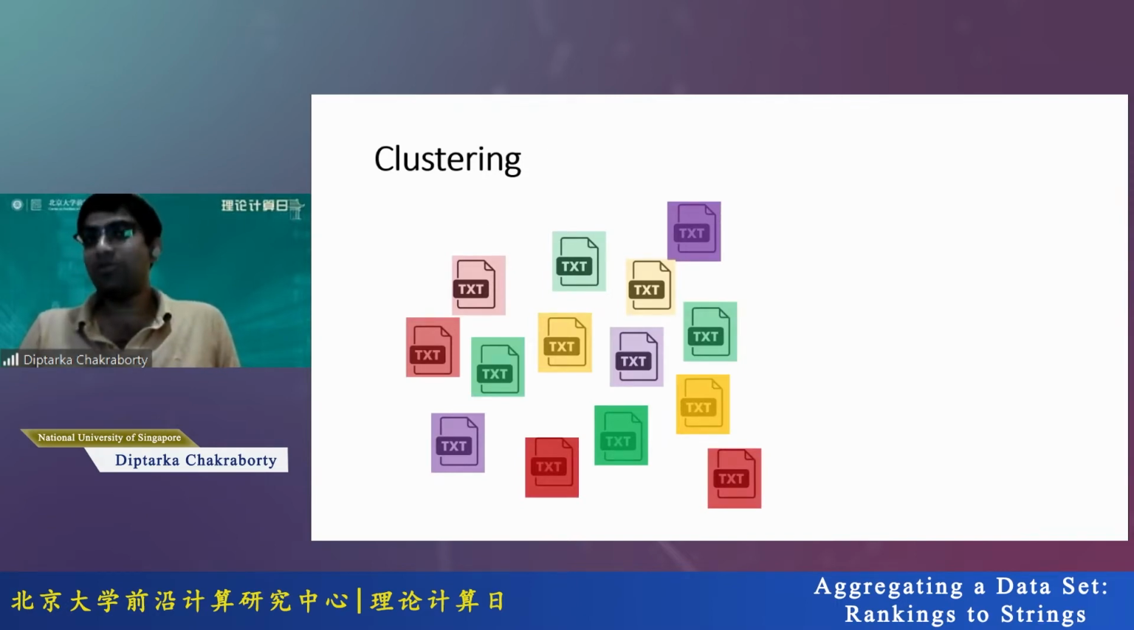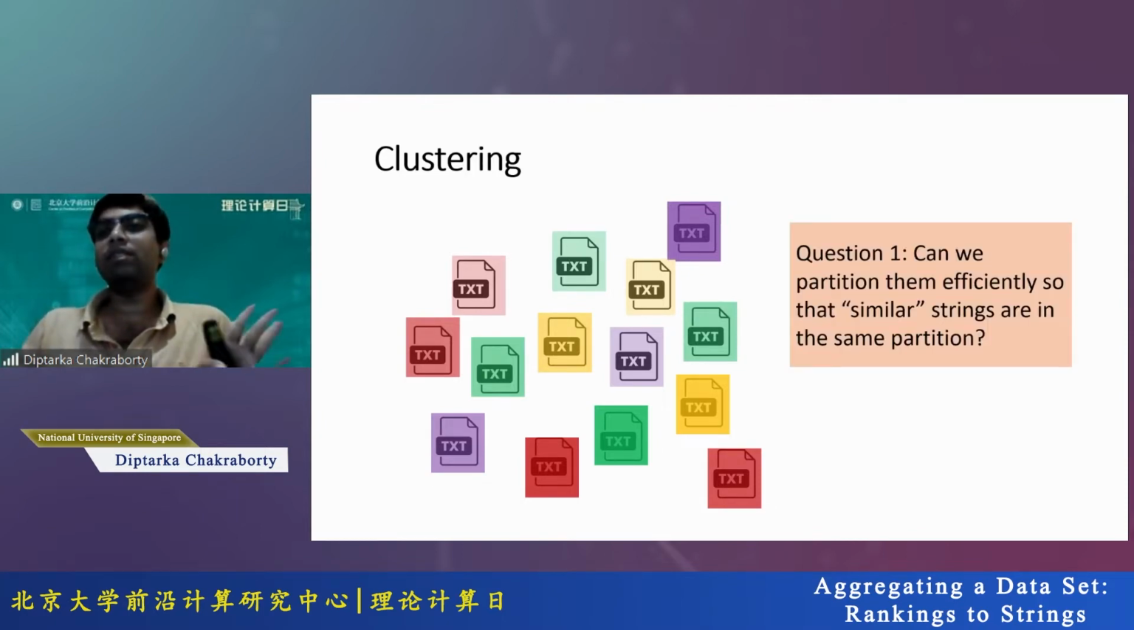So now in this talk, we are not going to talk about computing edit distance, but rather another fundamental big data question, which is clustering, but clustering with respect to edit distance. So what does that mean? Suppose we are given a set of texts. Our task is to cluster the similar strings. Basically we want to aggregate the similar strings and form different clusters.